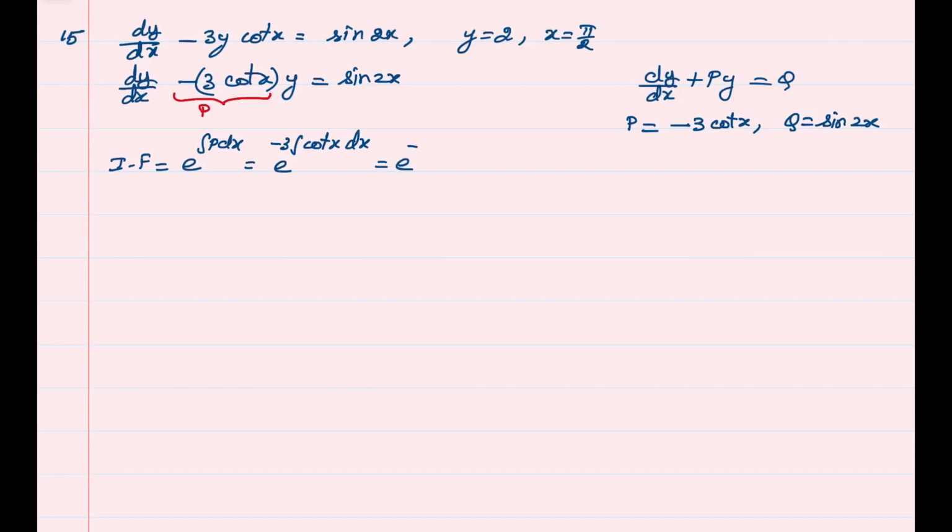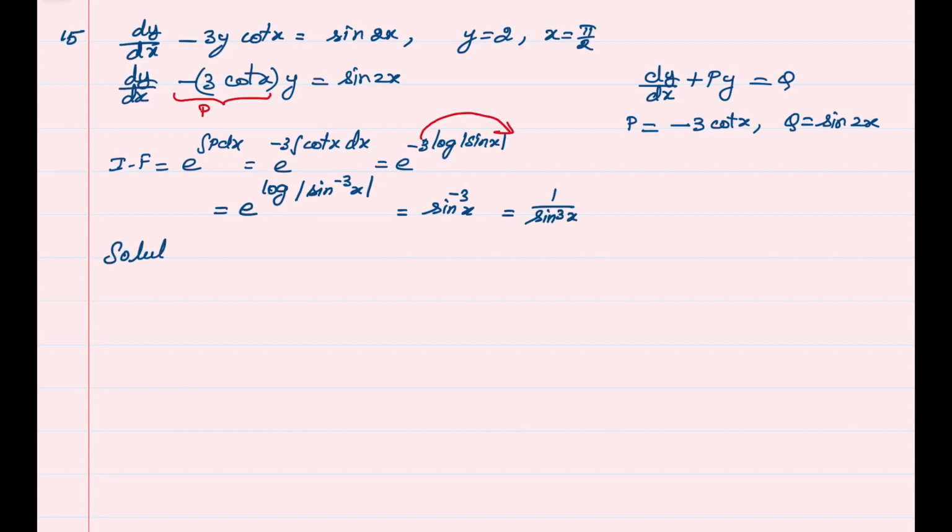And integral of cot x is log of absolute value of sin x. We cannot cancel e and log unless we take this as the power, which is e power log of sin power minus 3x. Cancelling e and log functions, we get sin power minus 3x, which is 1 divided by sin cube x.